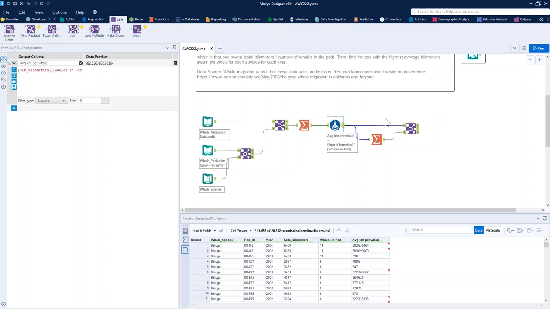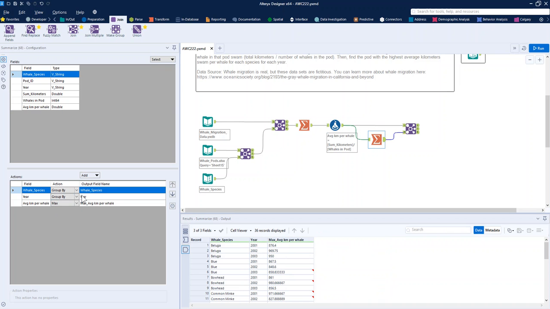And now we just want for each year and for each species which pods are swimming the most per whale. So what we're doing here is we're grouping by the whale species, we're grouping by the year, and we're calculating the maximum average distance per whale.